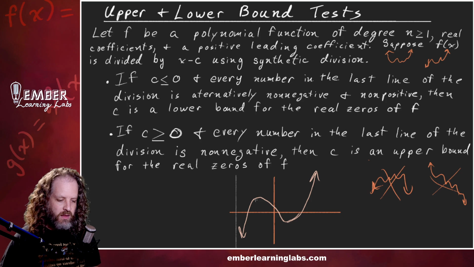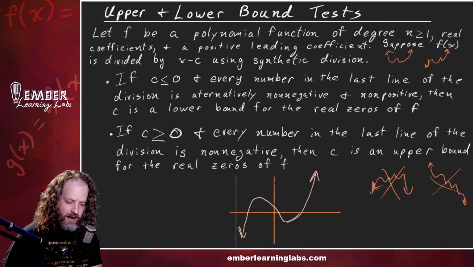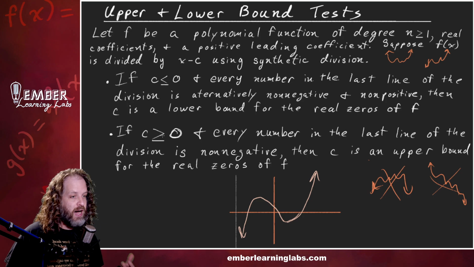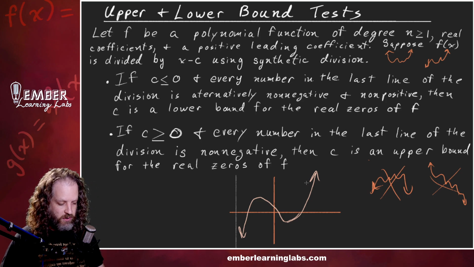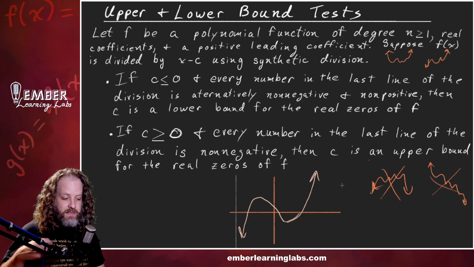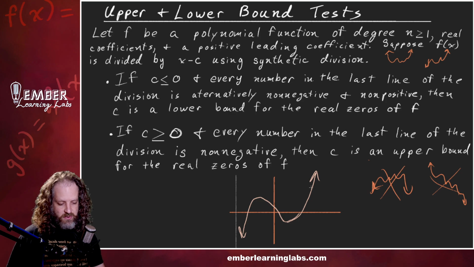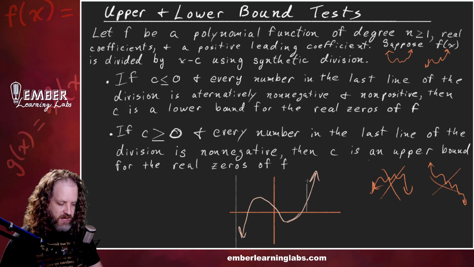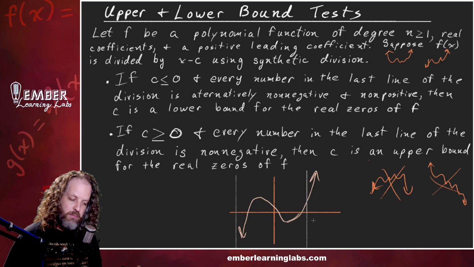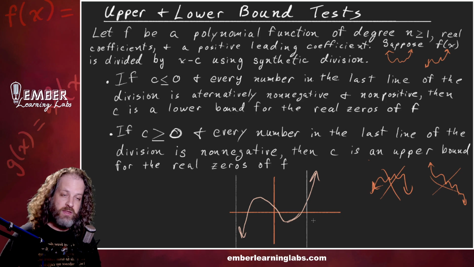If c is greater than or equal to 0, so if it's a positive number over here, and every number in the last line is non-negative, so positive or 0, then it's an upper bound. So it's something to the right of the biggest zero. That's what lower bounds and upper bounds are. Let's put some meat on this with an example.